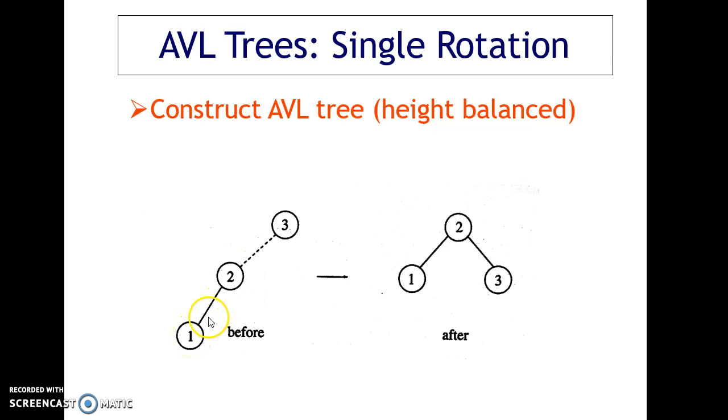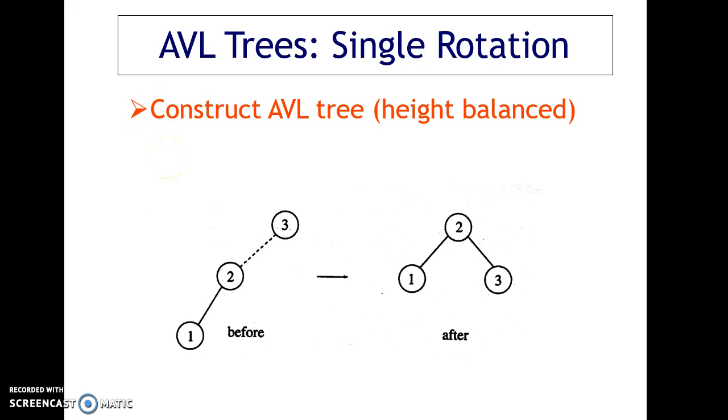Once we have inserted the new node into the tree, we have to check the balance factor. Checking the balance factor for node 1, we will get 0. For node 2, we will get 1 minus 0, which is 1. It is balanced. Next we check the balance factor for node 3. We will get 2 minus 0, which is 2. So it is considered unbalanced, and we have to rotate.